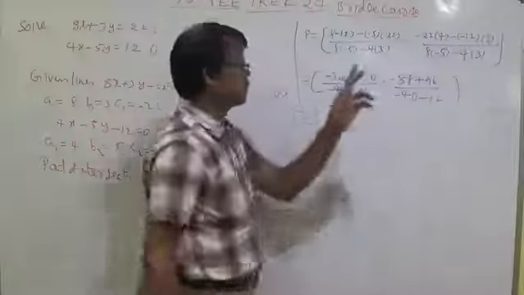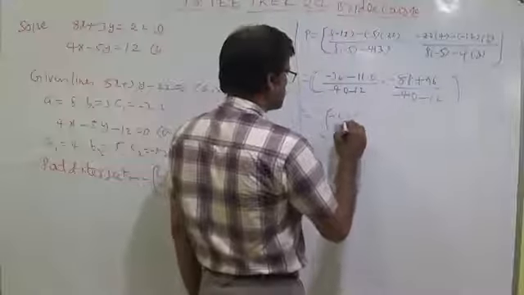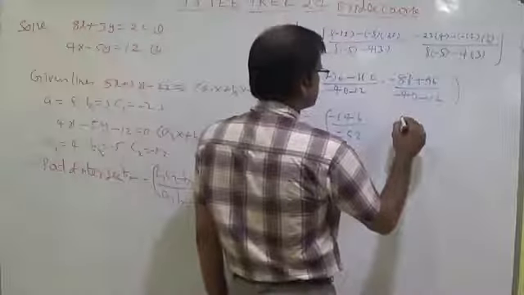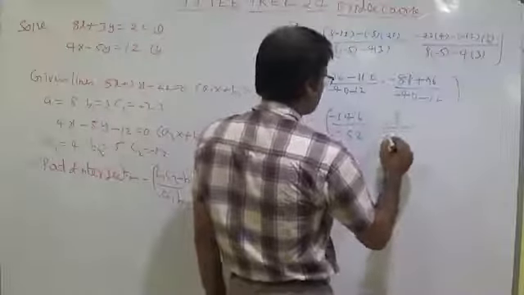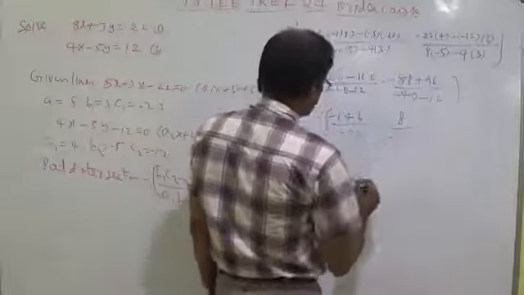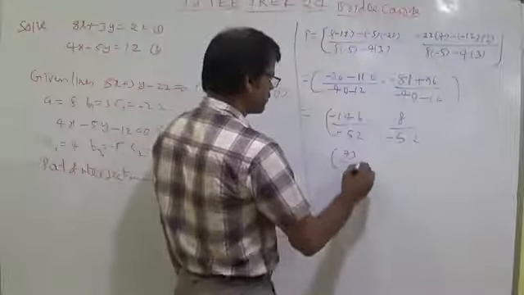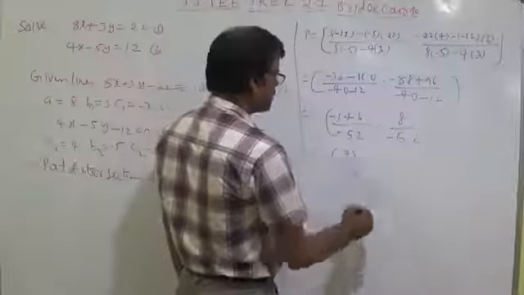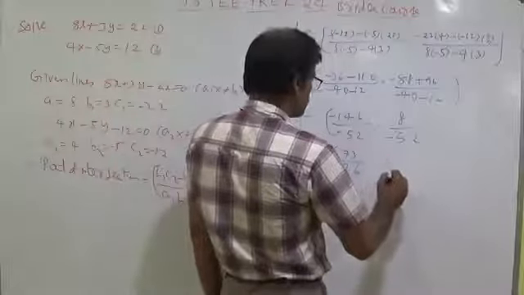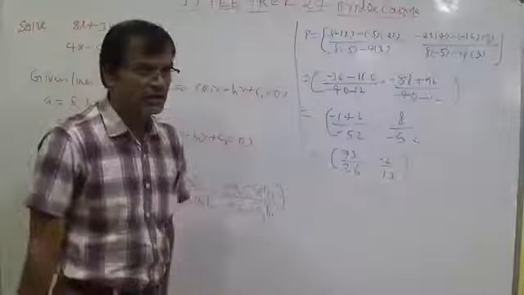36 and 110 you can add. Both are minus, so you add and write the symbol minus. Minus 146 by 52, comma, this is 8 by minus 52. Both minus signs will get cancelled. If you cancel this with the 2 table, 73 by 26 is the answer. If you cancel with the 4th table, minus 2 by 13, otherwise 4 by 26. This is the point of intersection.